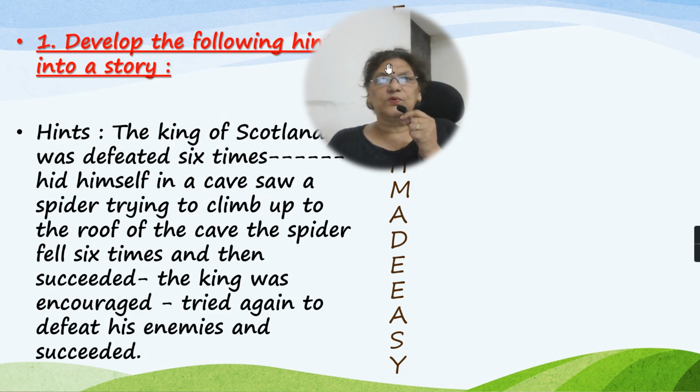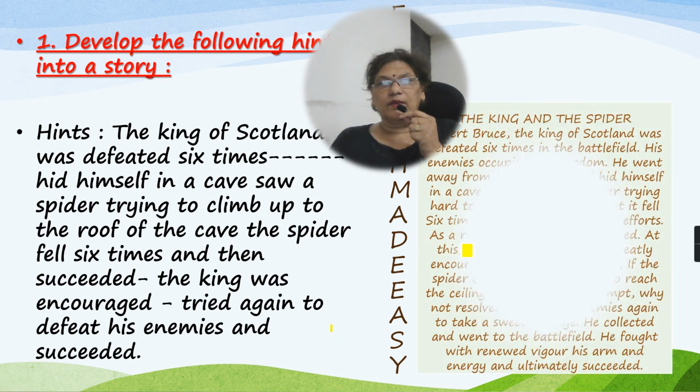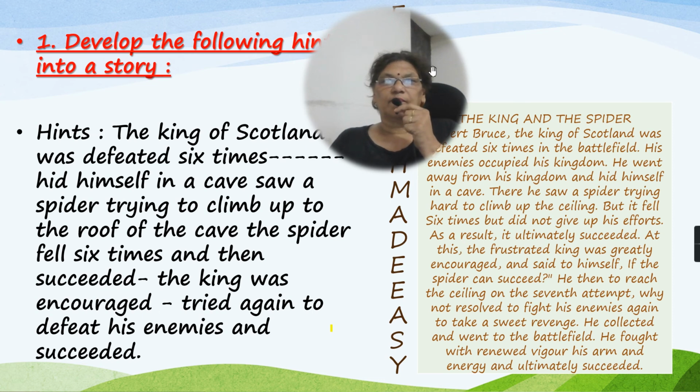Develop the following hints into a story. Hints are: the King of Scotland was defeated 6 times, then hid himself in a cave, saw a spider trying to climb up to the roof of the cave. The spider fell 6 times and then succeeded. The king was encouraged, tried again to defeat his enemies and succeeded. So here we have the answer.